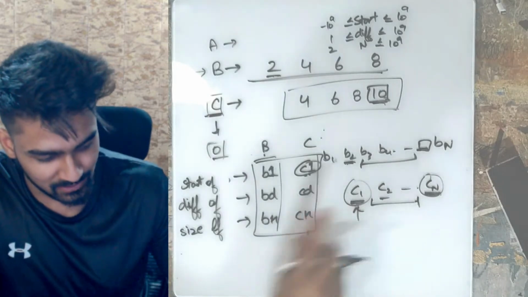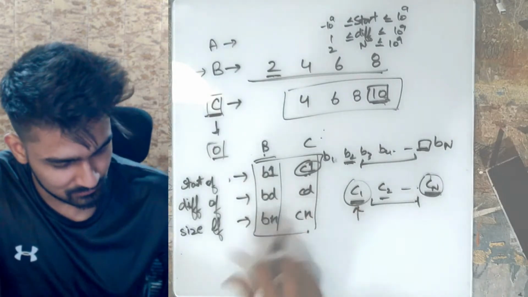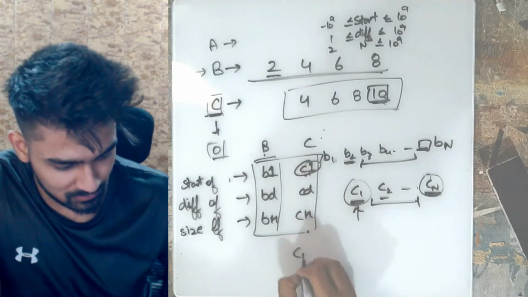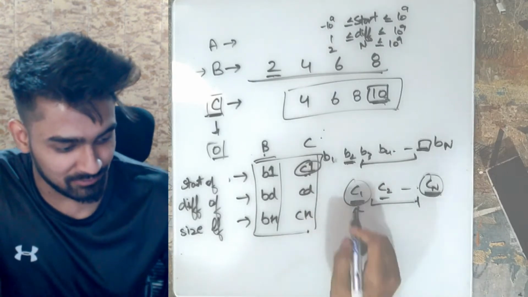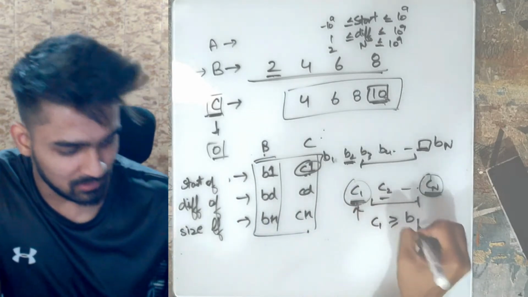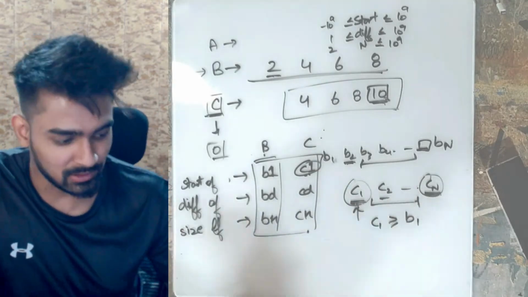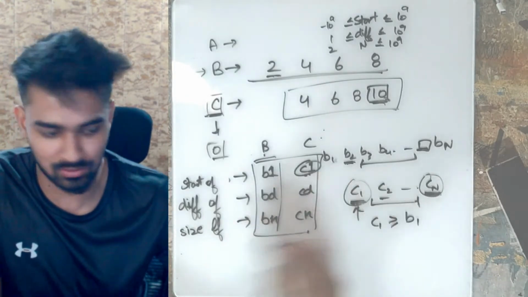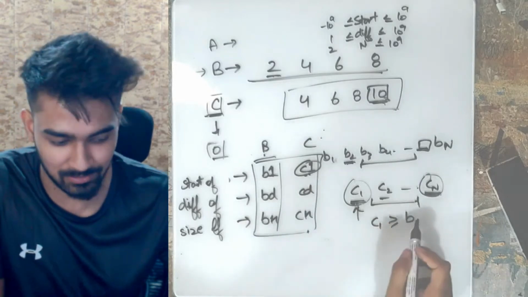That can actually be checked by, okay, so C1 should be, what are all the cases in which C1 will be present in B? C1 should be greater than or equal to B1. That is the very first case that you need to think of, because if it is smaller than B1, that means C1 is not present in B.